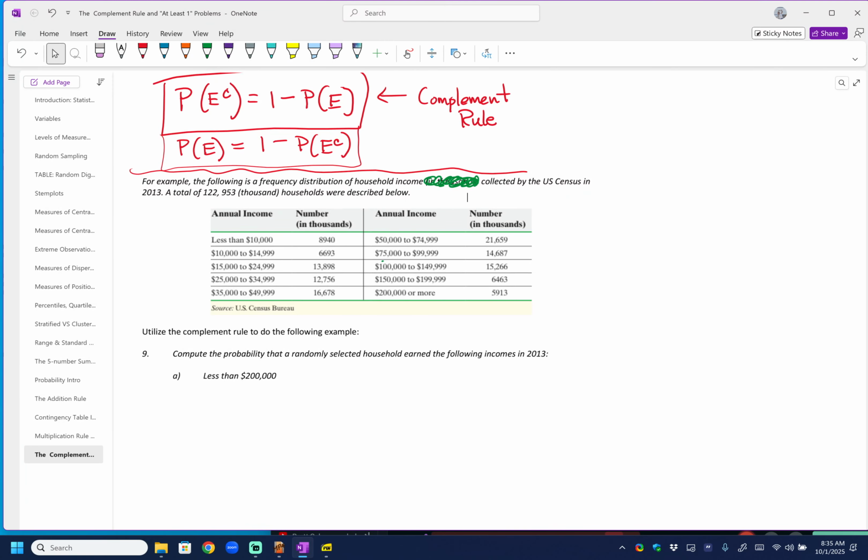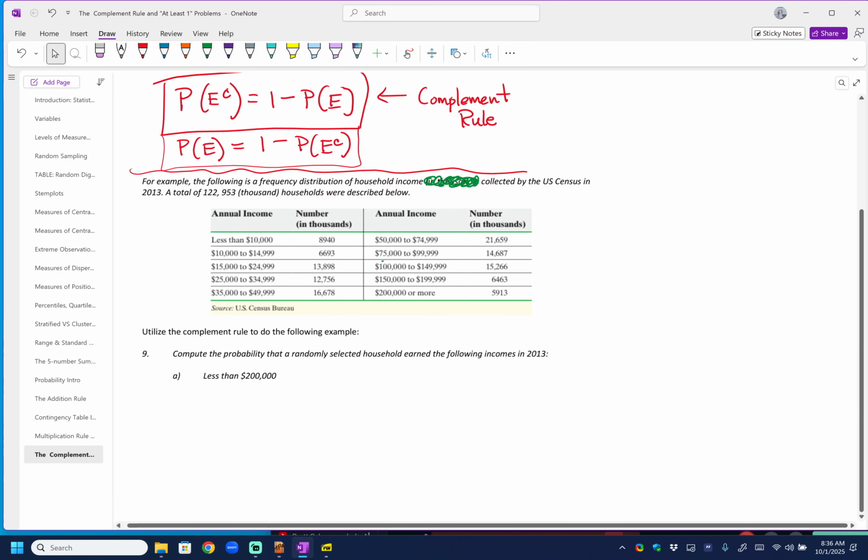The following is a frequency distribution of household income collected by the U.S. Census in 2013. A total of 122,953,000 households were described below. Just a note here, the frequency distribution lists the income spans, and then it has a number. This number has 3 more zeros on the end of it. So this number actually represents 8,940,000, but so that our numbers and calculations are easier to deal with, we just remove the 3 zeros. It makes life easier for us.